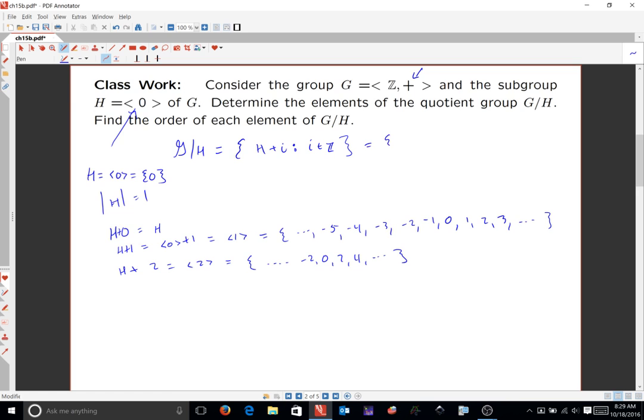Or you can write it this way. Yeah, that's better. And then what's the order of each of them? Except for the first one. The order of H is 1. And then the order of H plus i, for i not equal to 0, is infinite.